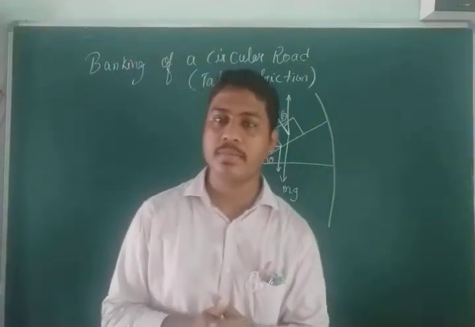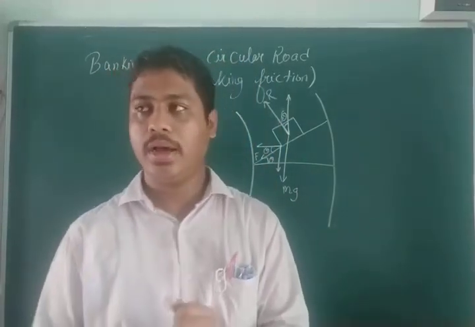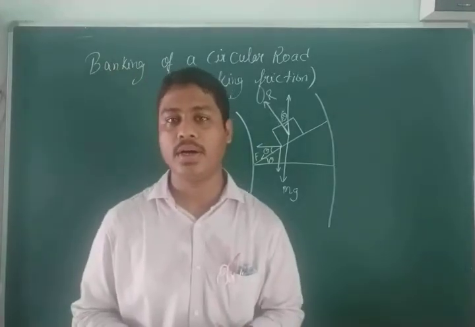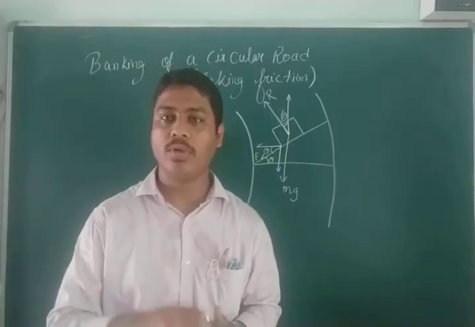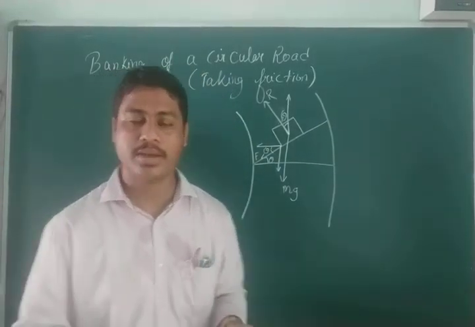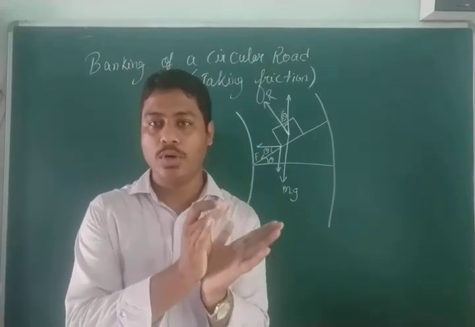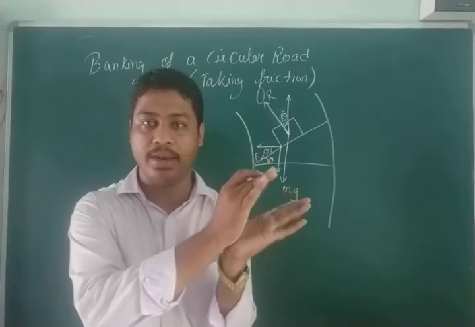We have discussed some examples related with the friction. Last class we have done an example related with the banking of a circular road. Now, what is the banking of the circular road? That I have already discussed: it is just an elevation on one side of the road, making it like an inclined plane.